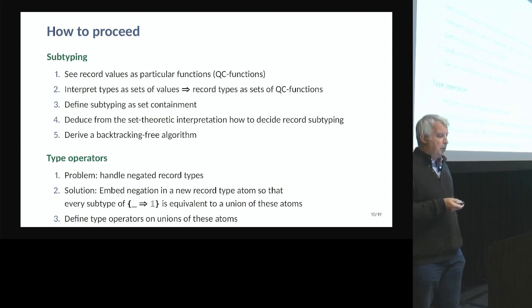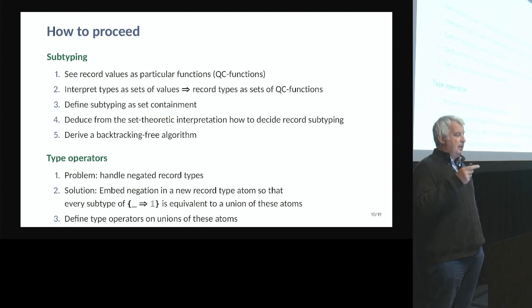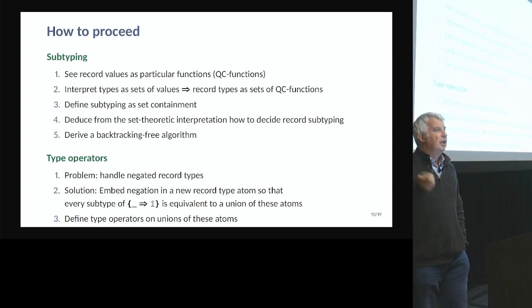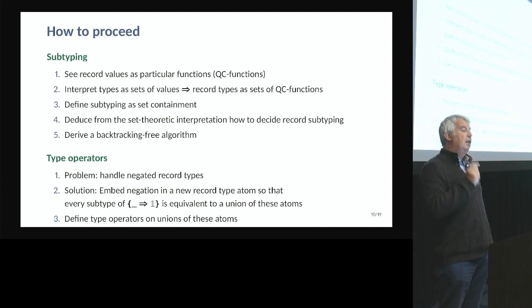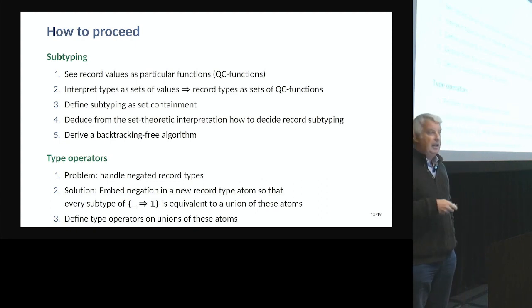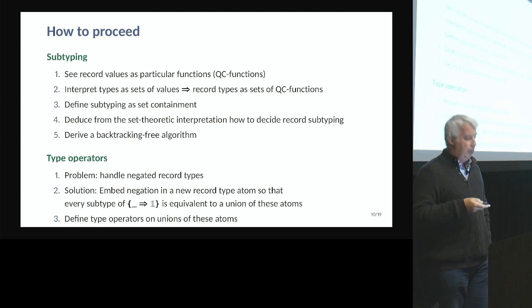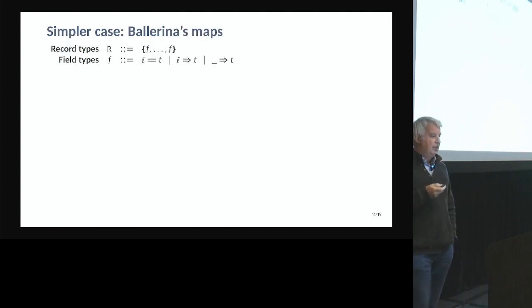For the type operator, the problem is that we can do an operation like .l on a type T which is not just a record type, but can be a union of intersections of record types and negations of record types. And negation is really what makes things difficult. So what I do is define a new notation for records in which I embed the negation, and which has the property that any subtype of the open record is a union of these records. And then it is easy to define the operation on these unions. So let me show first the case for Ballerina.